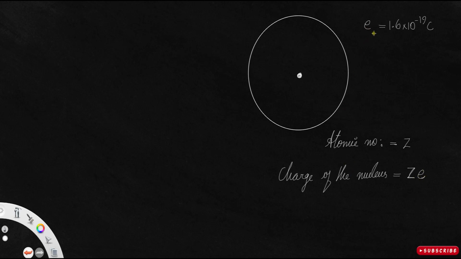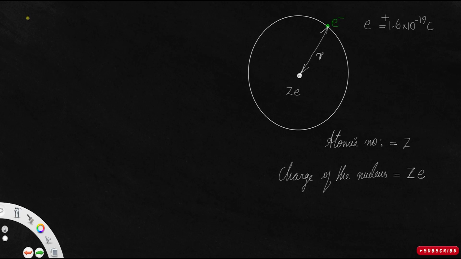And we know the charge of the electron and the charge of the proton are the same, but they have opposite sign, in which the proton is positive. So the charge here will be Ze. And we have an electron, e, revolving around the nucleus in a circular orbit. Let the distance of this electron from the nucleus be the radius, r.